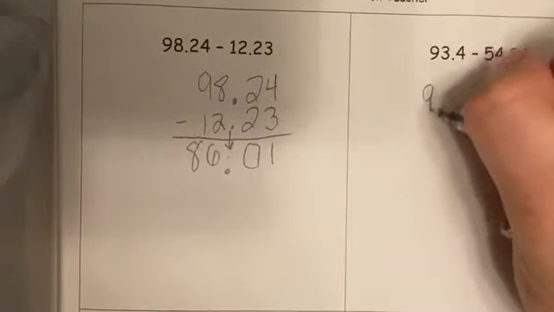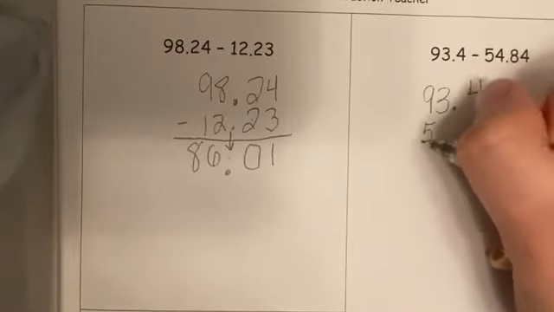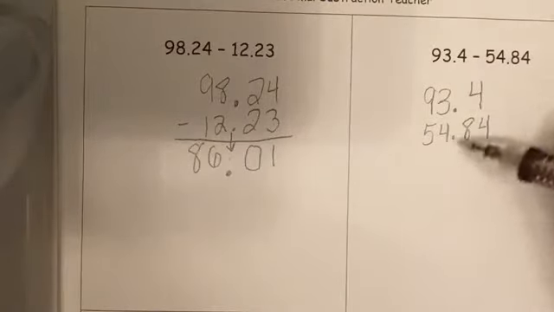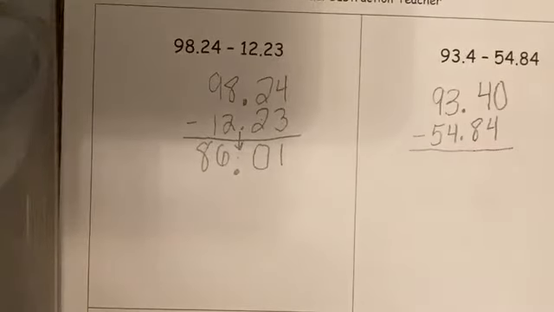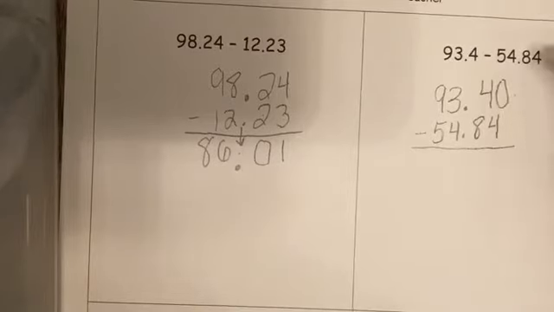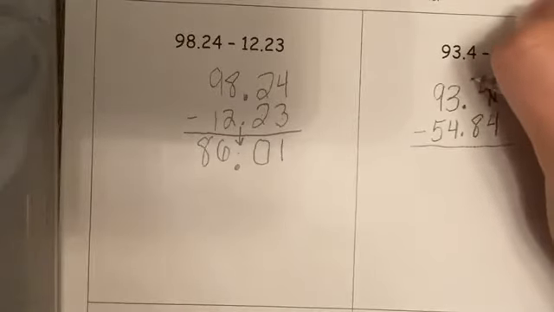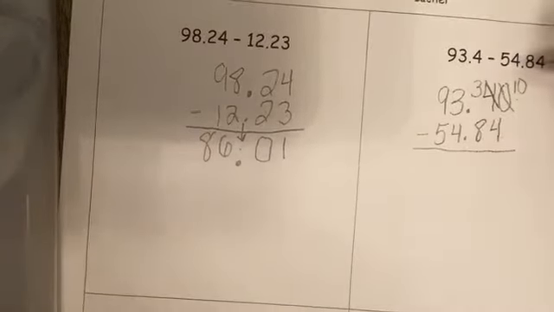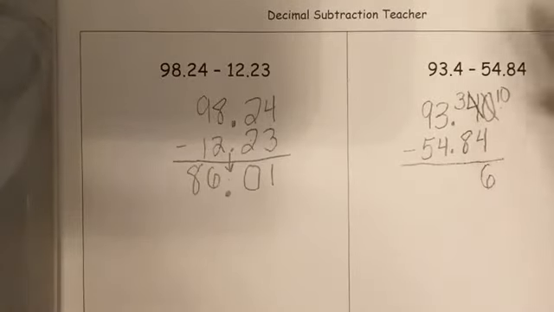Next, we have 93 and 4 tenths. And 54 and 84 hundredths, making sure, again, we line up the decimals. Then I put a placeholder 0. Then we subtract like normal. Now, I can't do 0 minus 4 because I can't take away 4 from 0. So I need to go next door and borrow. We're going to make this a 3. And then come here. And this is now a 10. So then I'm going to do 10 minus 4. And I get 6.